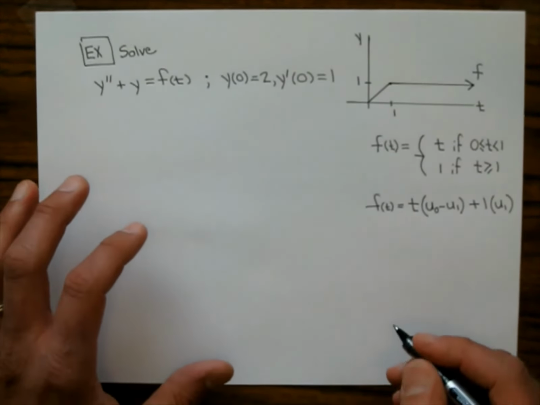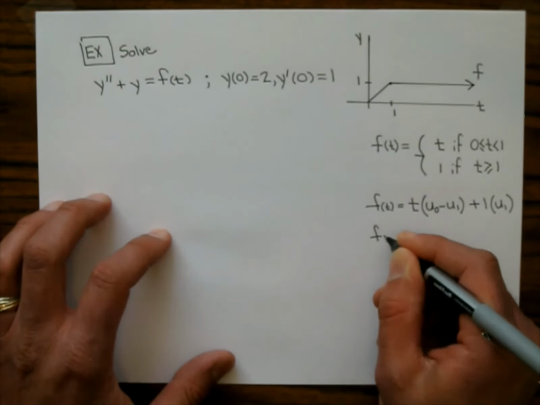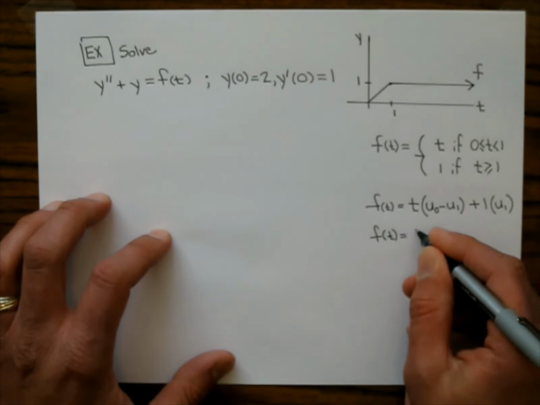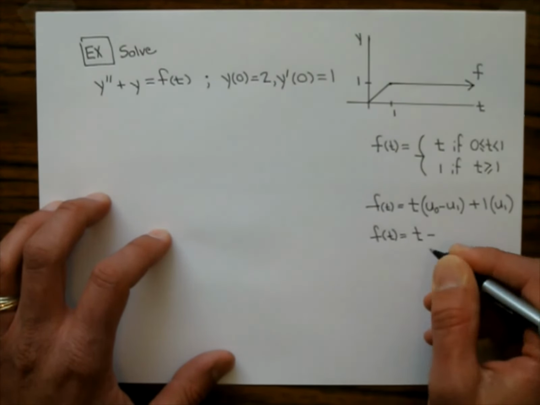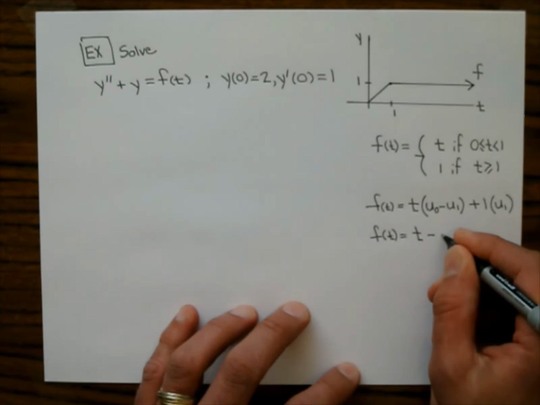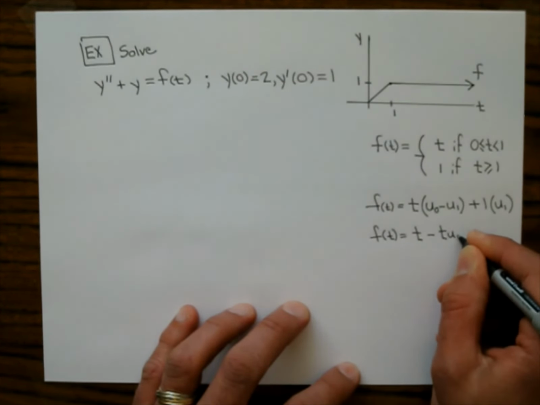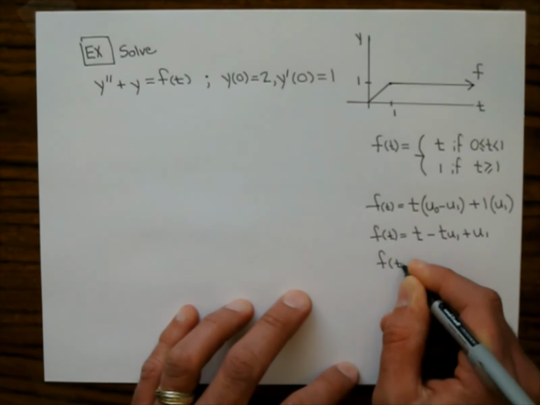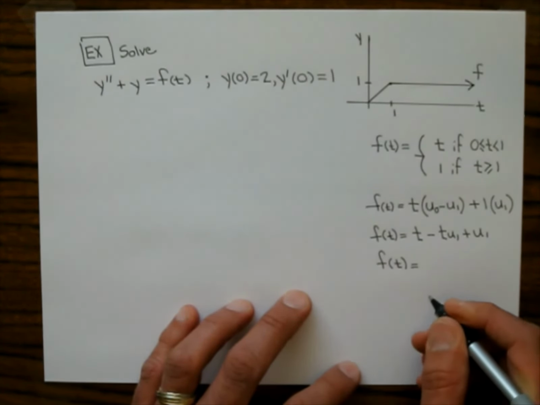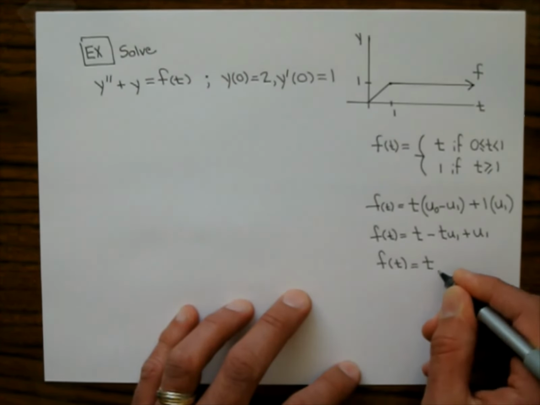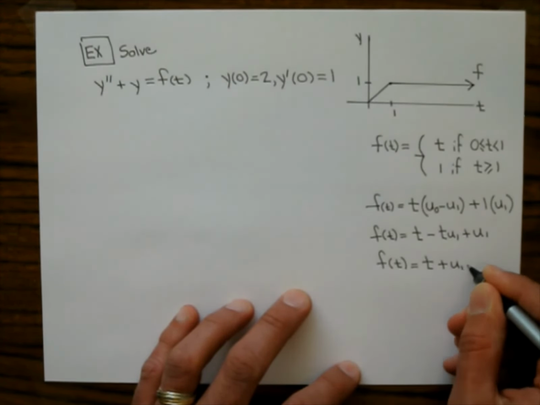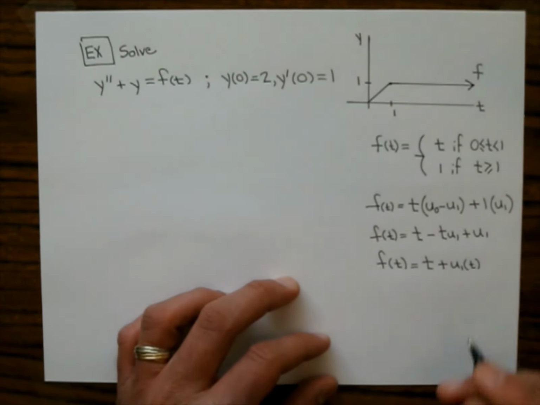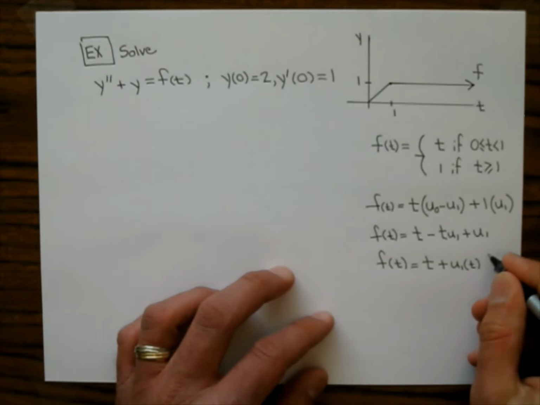Let's go ahead and rewrite this. This is going to be f of t equals, this u1 is just a 1, so we'll have t minus t times u1 plus u1. One more step. F of t equals t, and then I'll factor out a u1 of t, and this is going to be minus t plus 1.